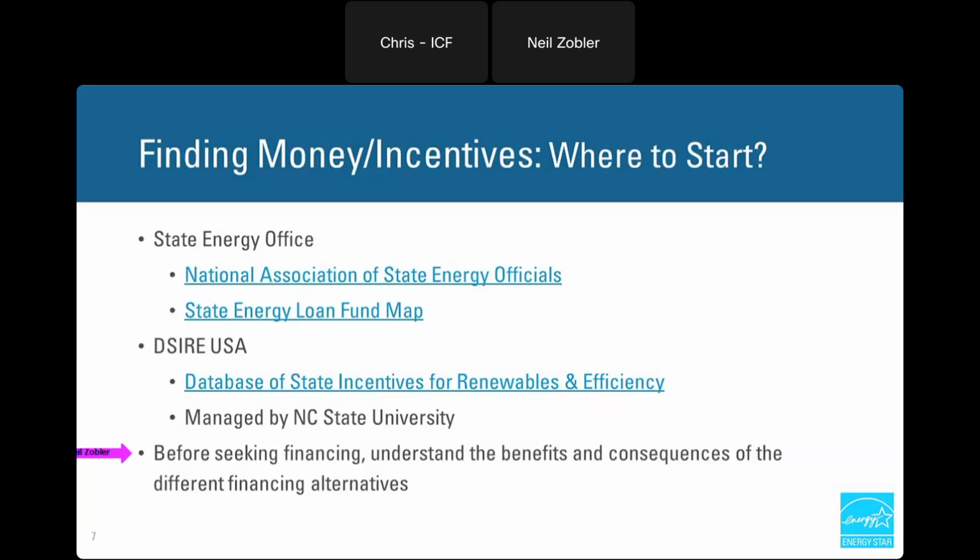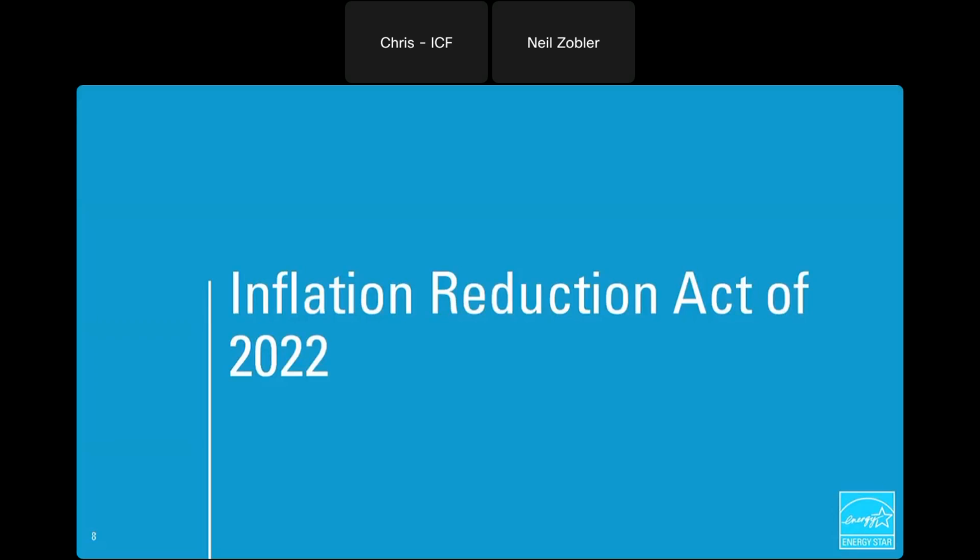But before you start seeking financing, as I had mentioned before, you need to understand the benefits and the consequences of all the different alternative financing structures. And that's what we're going to be going over today.